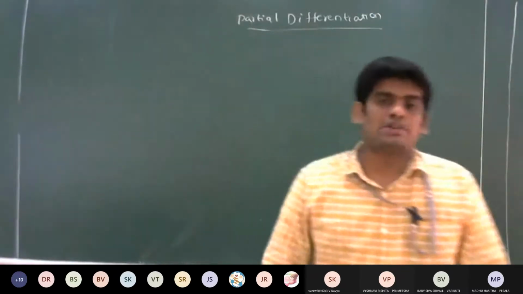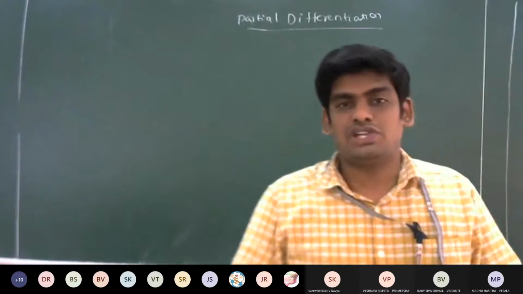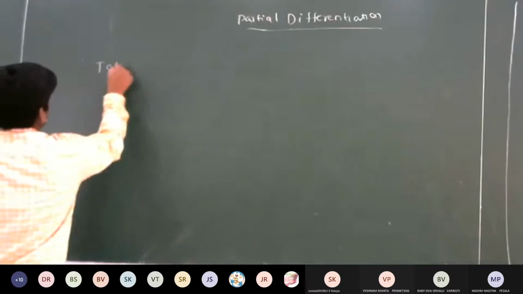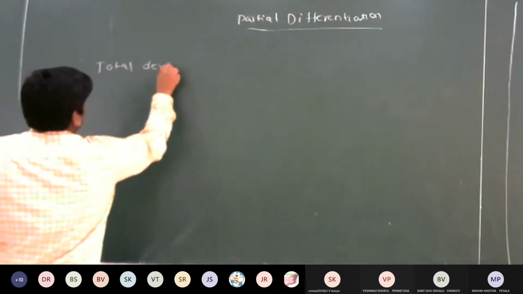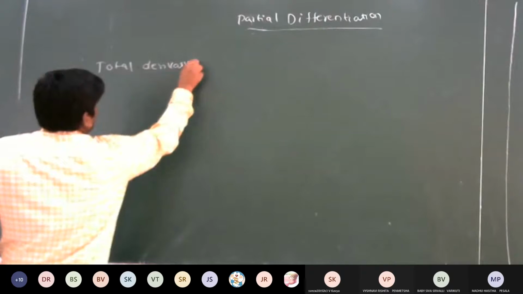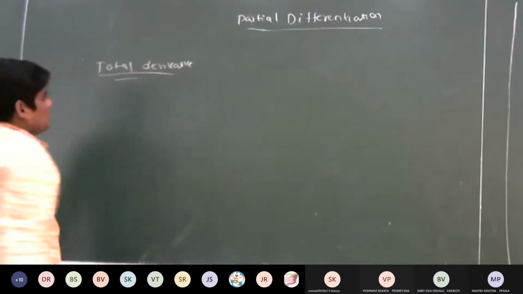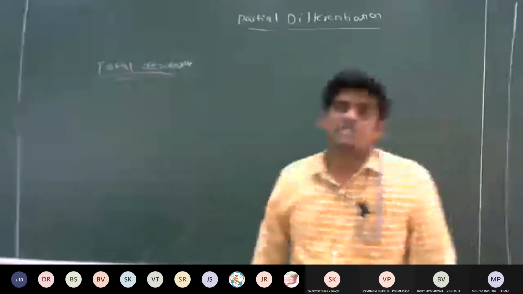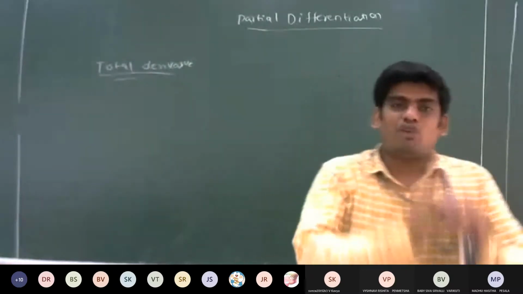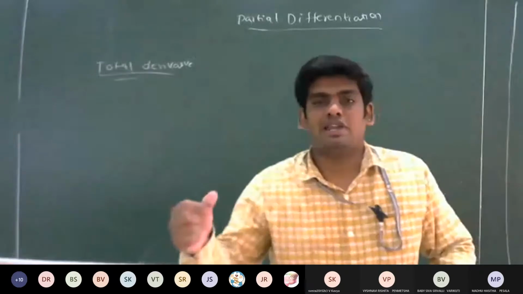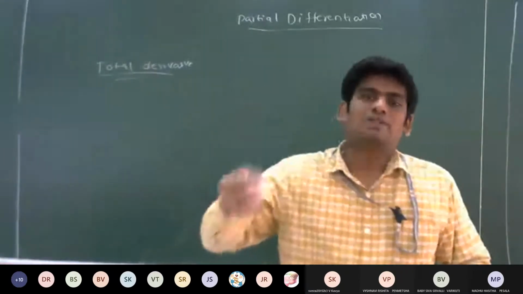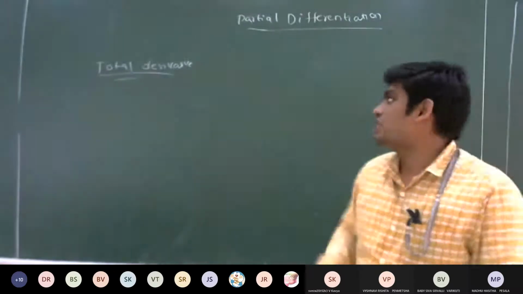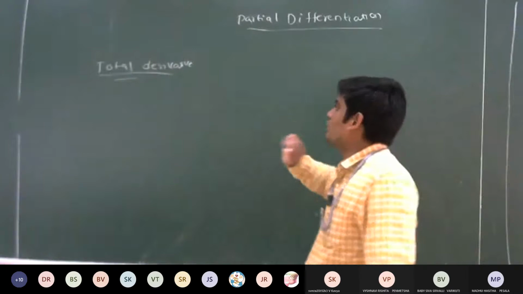So I am going directly to the important topics in partial differentiation. The first one is the total derivative. This concept is very important. Suppose one function is a function of another variable, and that variable is also a function of another variable. In that situation, we can use the total derivative formula.